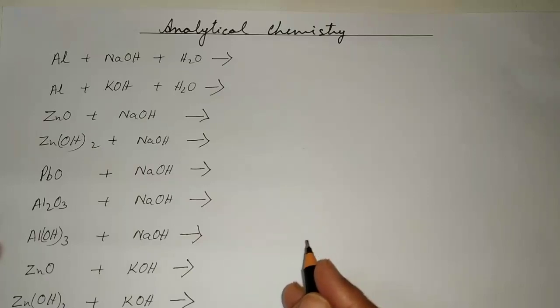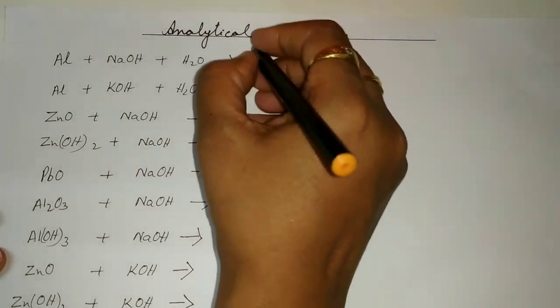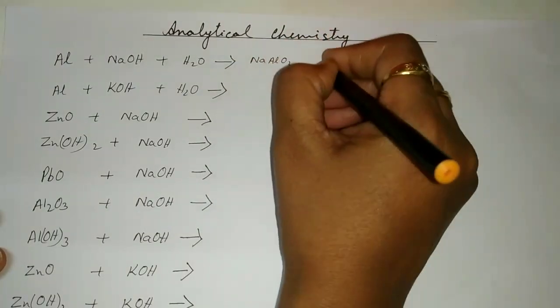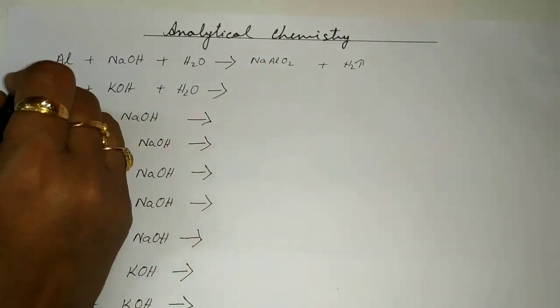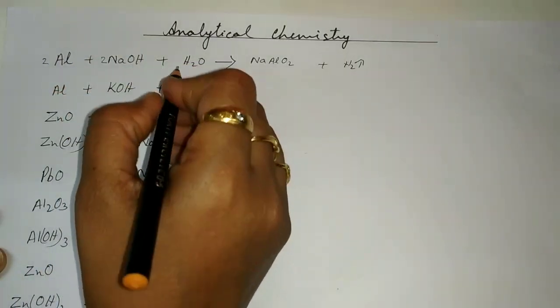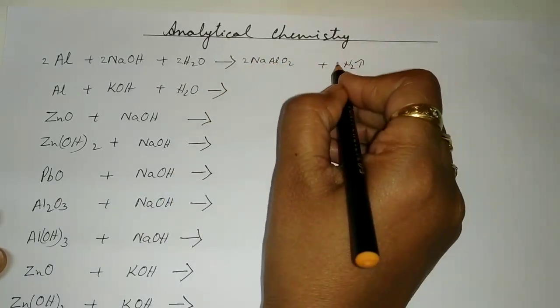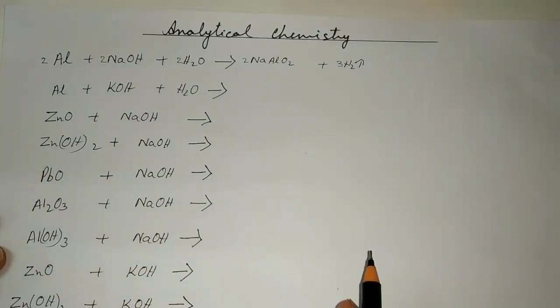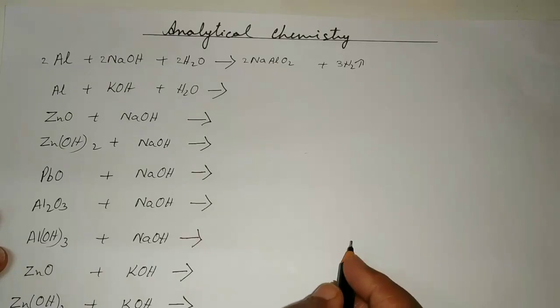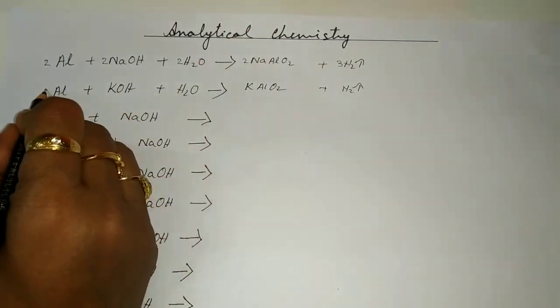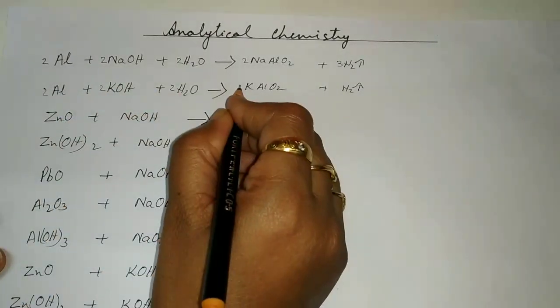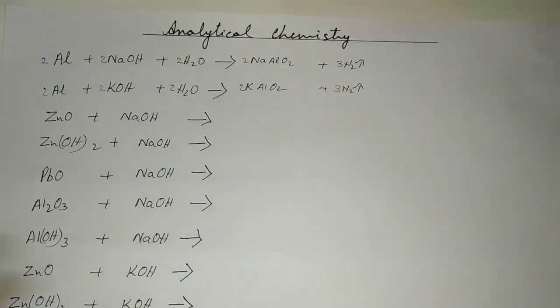Now aluminium with sodium hydroxide, hot concentrated, will give you sodium meta-aluminate, NaAlO2, plus hydrogen gas. Let me balance it. There we go. That is sodium meta-aluminate. Now aluminium with potassium hydroxide will give you potassium meta-aluminate, hydrogen gas, and we balance it. Now these equations were metals reacting with bases.